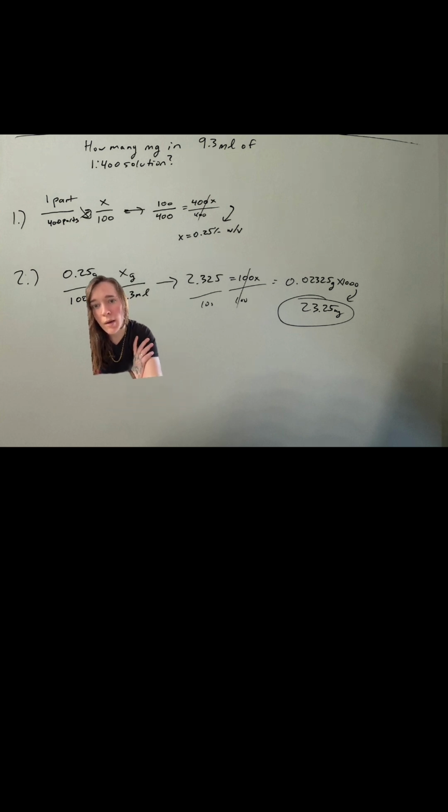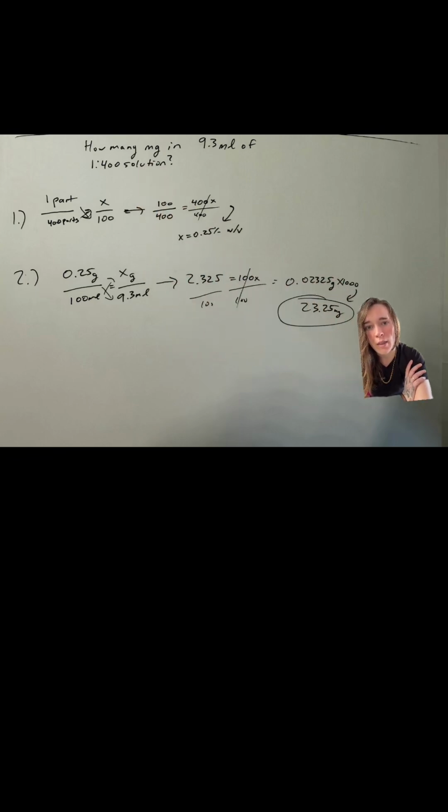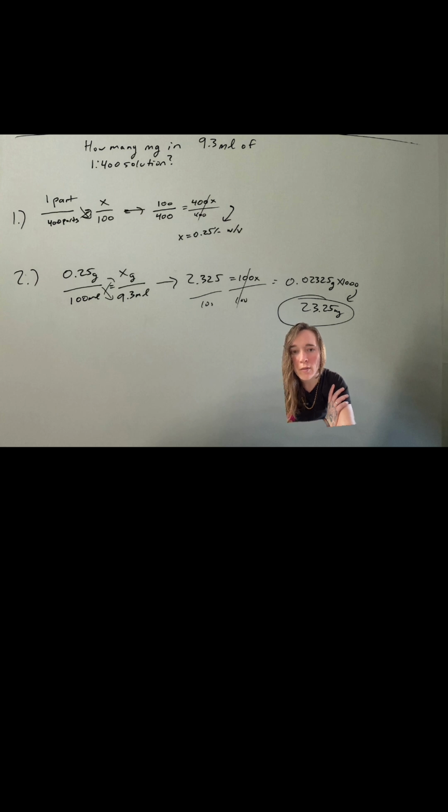Again, these units have to match, grams at the top. We're trying to figure out how much of a drug is in this aliquot of liquid. You cross multiply and you get 0.02325 grams. Remember, they're asking for milligrams, so you have to multiply it by 1,000. You get 23.25 milligrams.